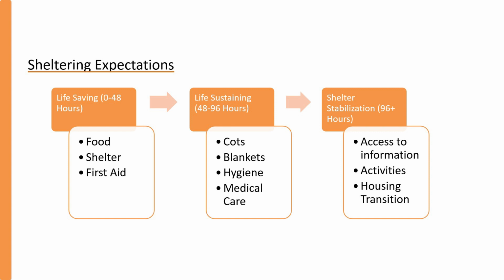From 2 to 5 days, we transition into a life-sustaining mission where we are also able to provide people with cots, blankets, hygiene care, and access to showers, and more intense medical care. After 5 days, we move to shelter stabilization, which includes access to information, activities, and beginning to talk about a housing transition. It's important that we keep these expectations and are able to relay these back to our shelter residents so that they have realistic expectations of what it is like to stay inside the shelter.